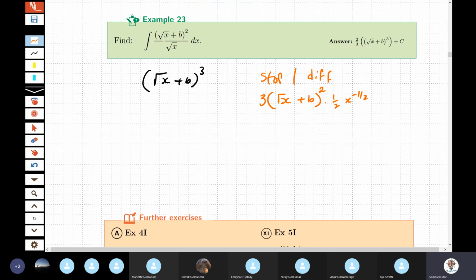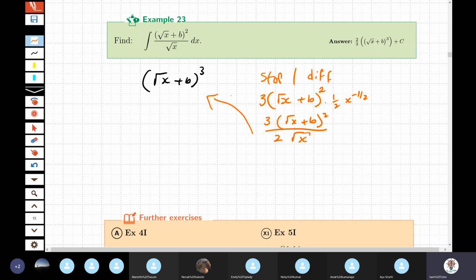So again, you're pretty close. There's your root x plus b squared, so all of that's the same. X to the negative half. Well, isn't that the same as just going root x at the bottom? Yep. So what you've got right now is 3 bracket root x plus b squared on 2 root x. You're pretty close. You've got an extra 3/2, which you don't need.